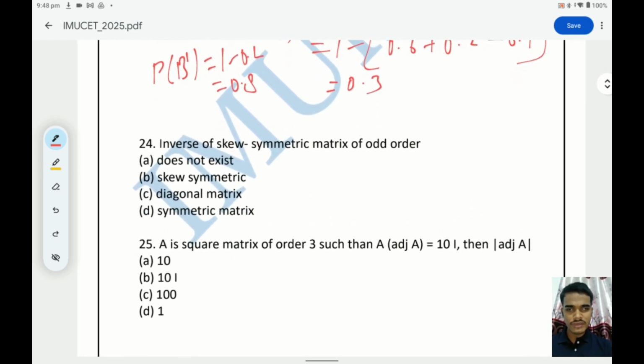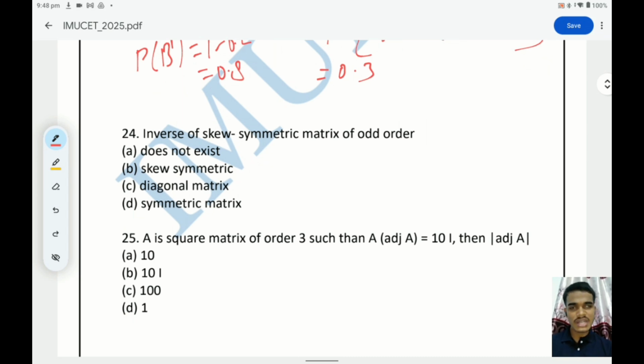Let's go for question number 24. That is inverse of skew symmetric matrix of odd order. We know that the determinant of a skew symmetric matrix of odd order is 0. This is just a simple characteristic of skew symmetric matrix of odd order. Its determinant is 0, and whenever determinant is 0, then the matrix can't be invertible. It means inverse does not exist. So question 24, option A.